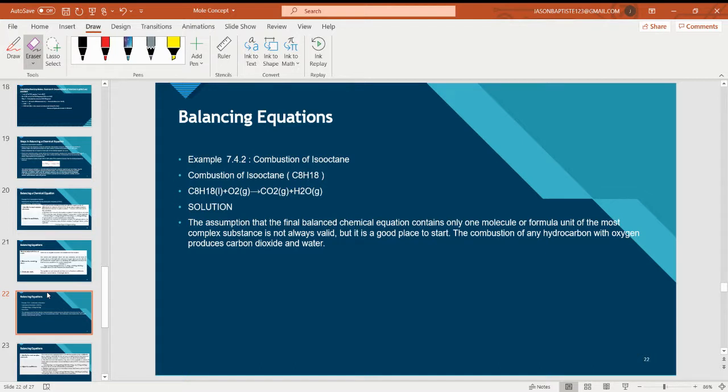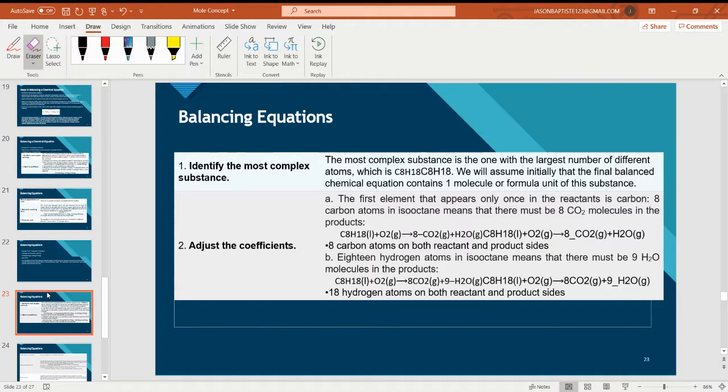And this is basically the process that takes place in a vehicle or any combustion process, as I said, relating to hydrocarbons. You're always going to get carbon dioxide and water as a product. So let's go again. Step 1. Identify the most complex substance.